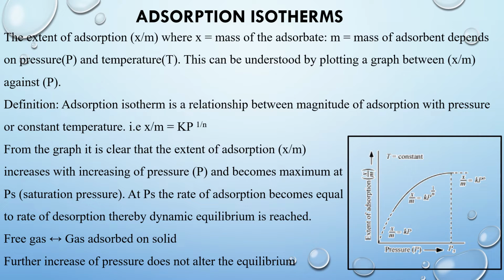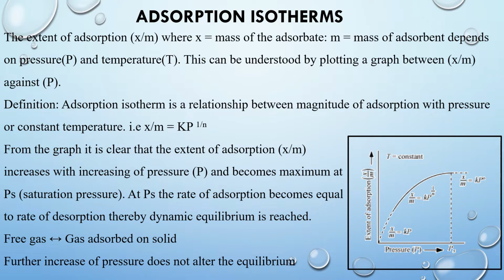Now here we'll see about the adsorption isotherms. The extent of adsorption, that is x by m, where x is the mass of the adsorbate and m is the mass of the adsorbent, depends on the pressure and temperature. This is understood by plotting a graph between x by m and pressure. First, what is meant by adsorption isotherm? Adsorption isotherm is the relationship between the magnitude of adsorption and pressure at constant temperature.